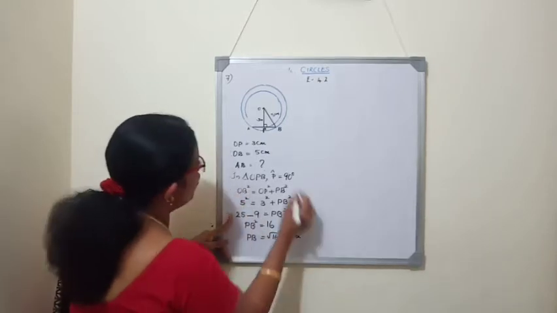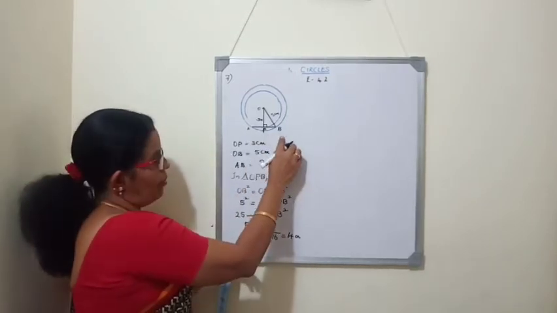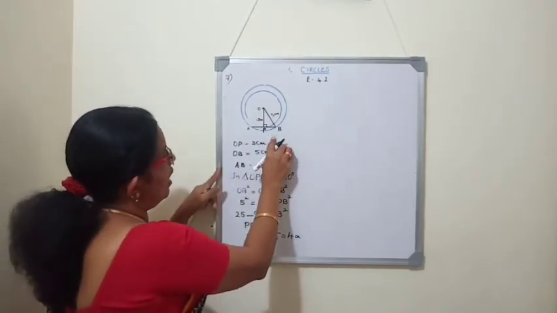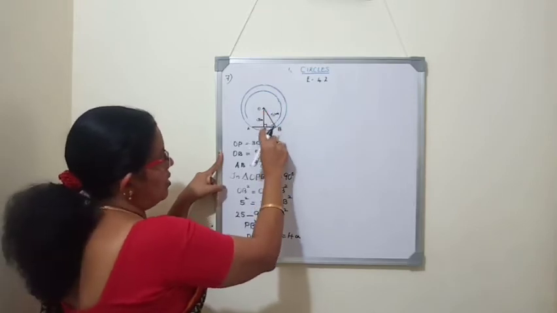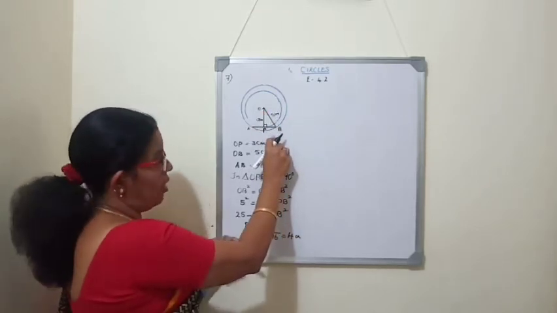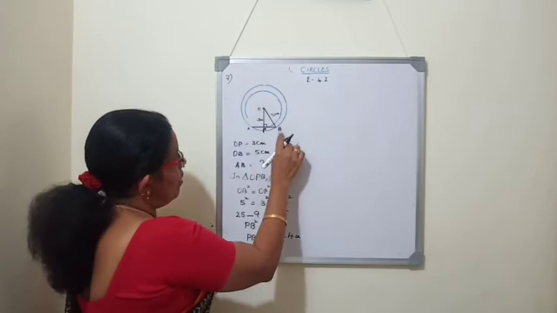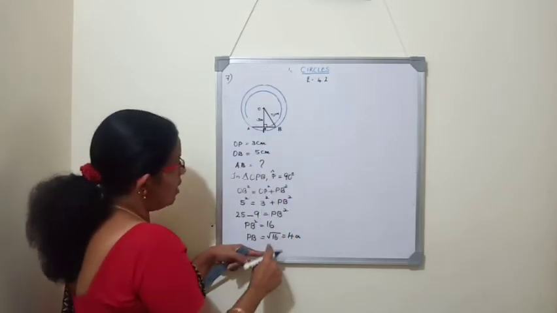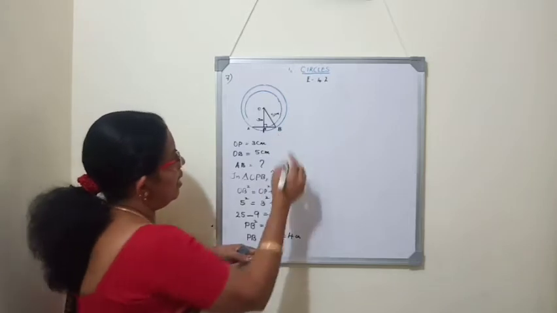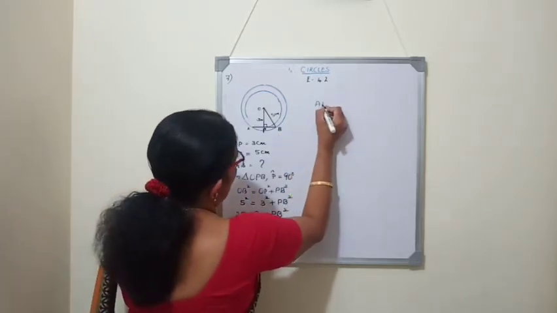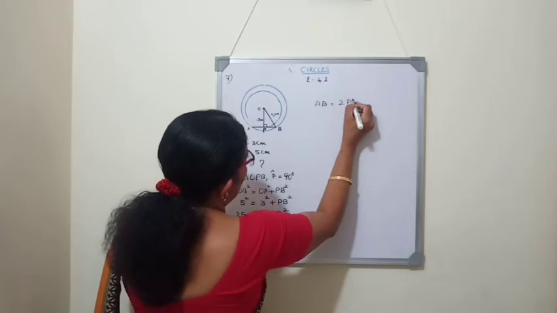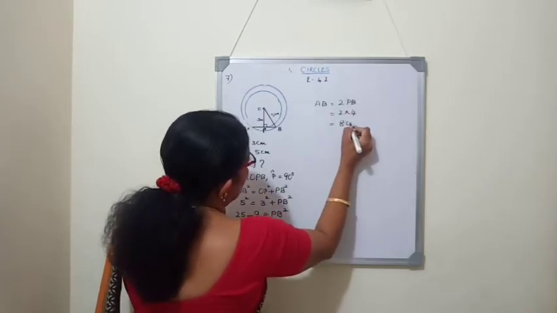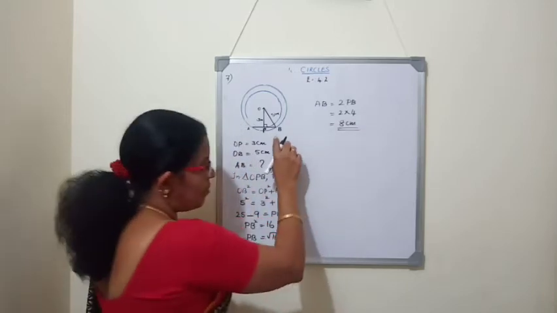If PB is 4 cm, what about AB? AB is double of PB. In 9th standard you learned that perpendicular from the center to the chord bisects the chord. Last year you learned it. So perpendicular will divide AB into two equal parts. So if PB is 4 cm, AB is twice PB, that is 2 into 4, 8 cm. Length of the chord is 8 cm.